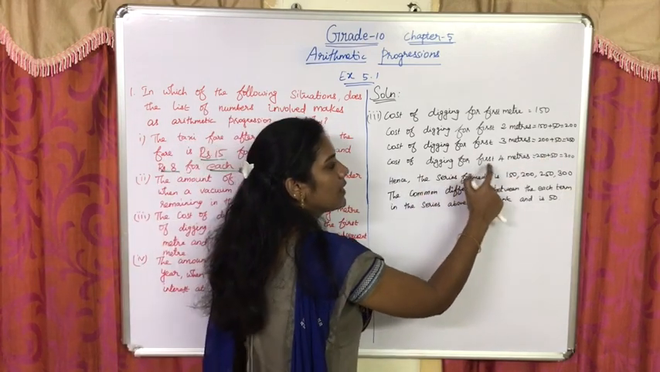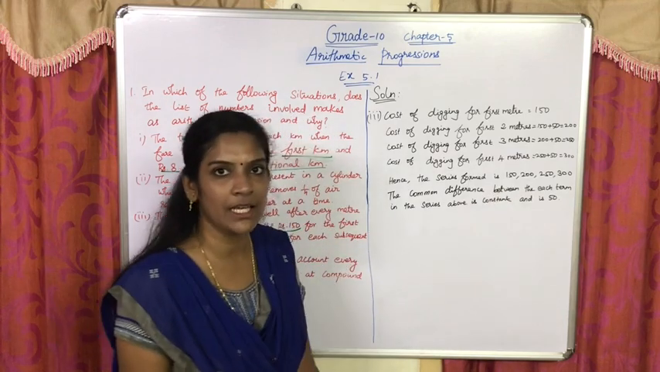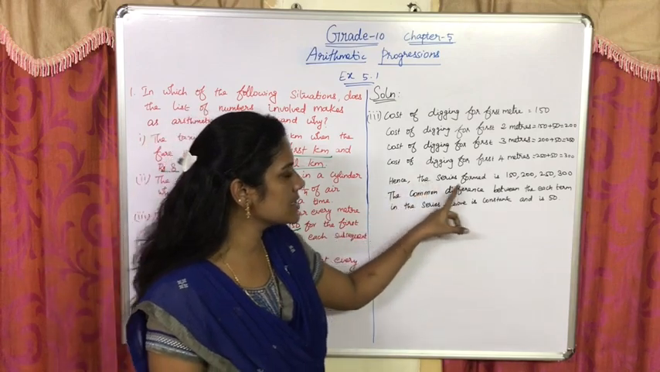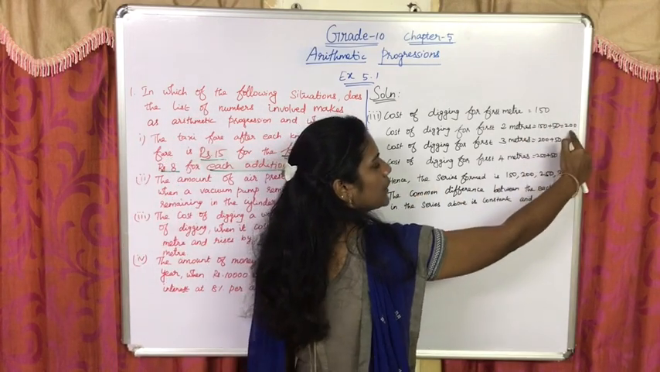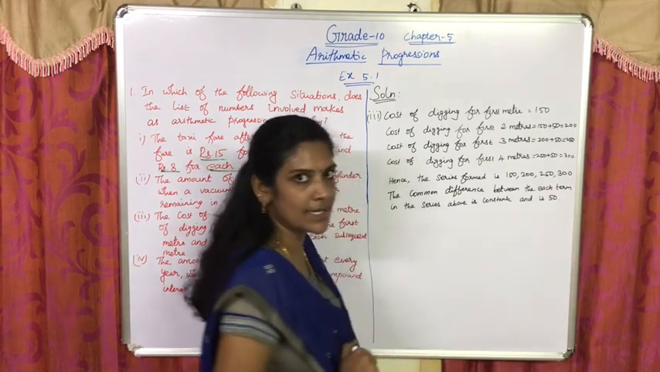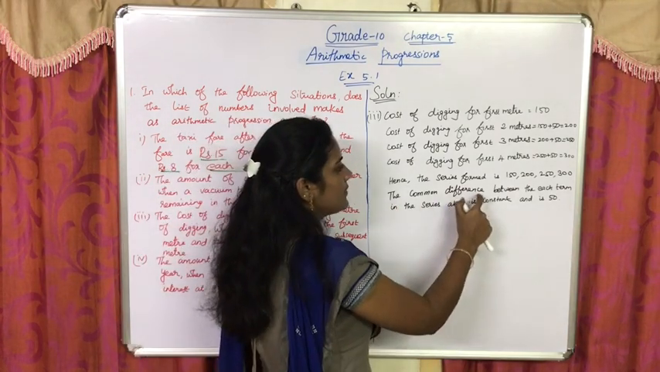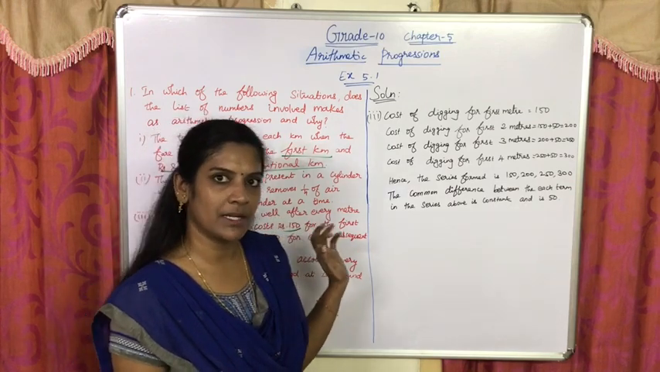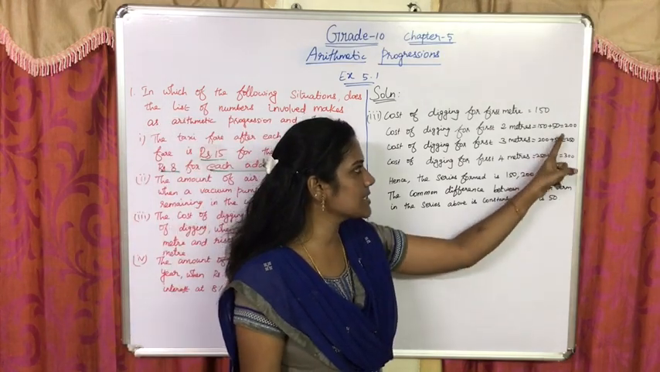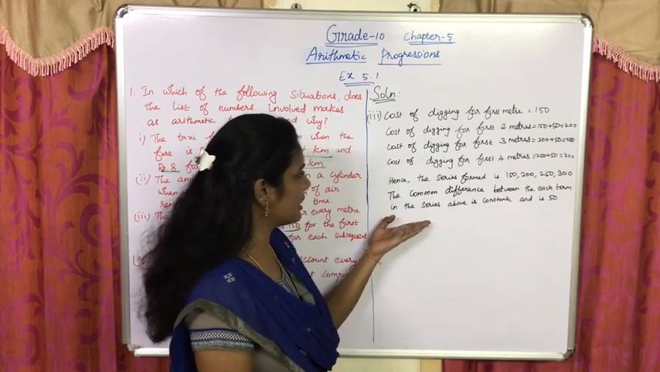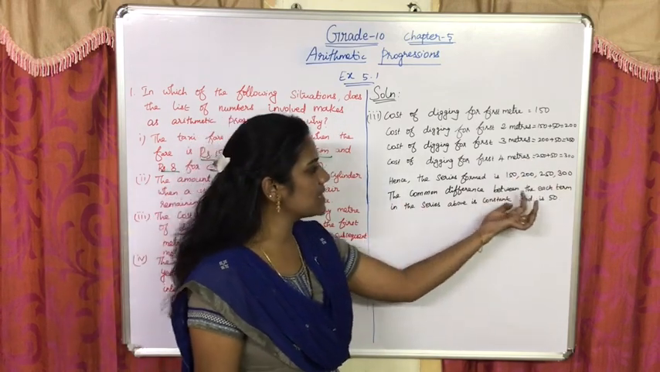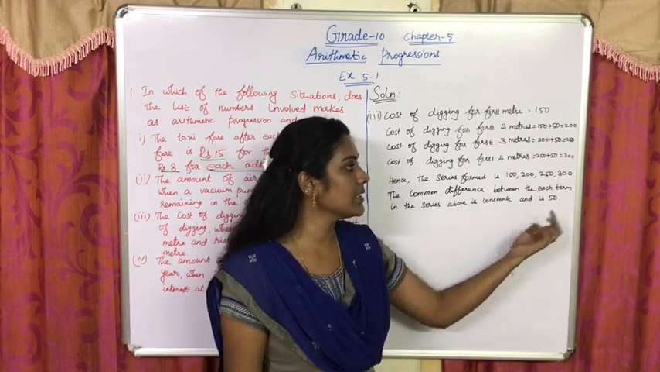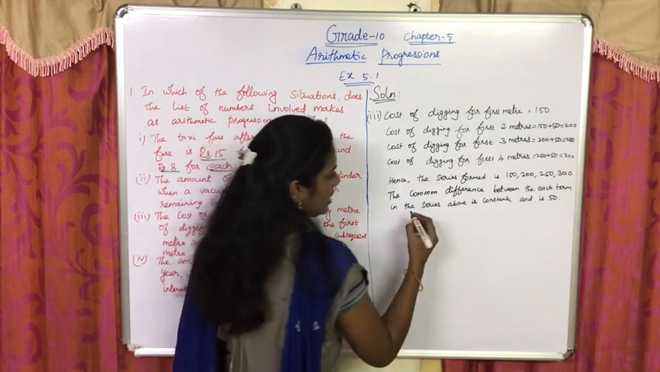Next, cost of digging for the first 4 meters equals 250, that answer plus 50 rupees, that is 300. Hence the series formed is 150, 200, 250 and 300. Clear? The common difference, as we know already from the first sum, increased by the same number 8. The same way here it increases by 50. So that is the conclusion I wrote: the common difference between each term in the series above is constant and is 50.